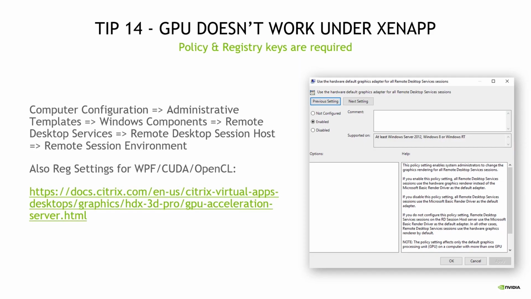A lot of people will come to me and say, I installed a GPU in my XenApp server, but I'm not getting any GPU acceleration. What could be the problem? It turns out it's really just a single policy setting that needs to be set on an RDS or a XenApp server to allow you to use GPU acceleration. And I've called that out there. If you want further information on that, go to the Citrix website. They go into it in a bit more detail.